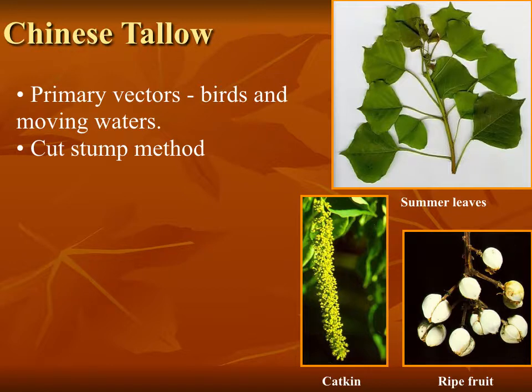Also, if the seeds are near a body of water or potential floodplain or something like that, they can move around. Again, you see this cut stump method of control: cutting it down and then painting on a herbicide appropriate to the conductive tissue of the plant.